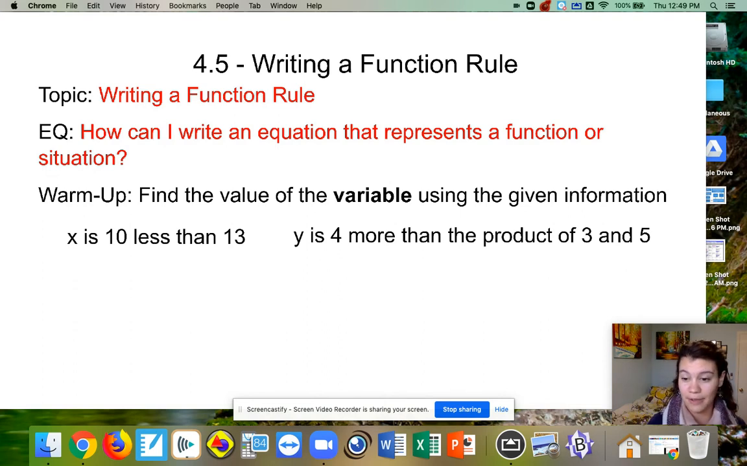All right, so we're talking about 4.5 today, writing out a function rule. Before we start, pause the video and answer these two warm-up questions.